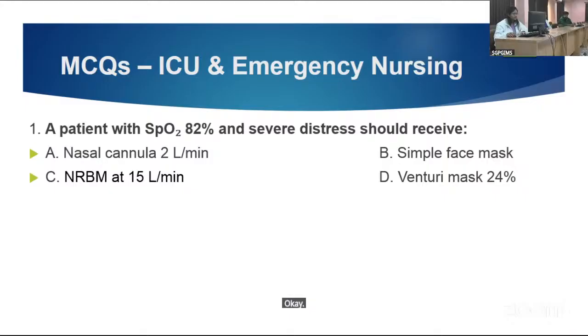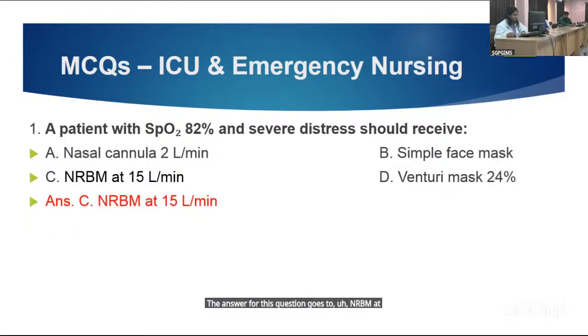Okay, what can be the answer for this question? The answer is NRBM at 15 liters per minute. In a patient with saturation 82% and severe distress, we should use NRBM at 15 liters per minute.